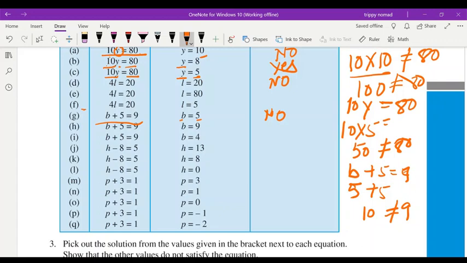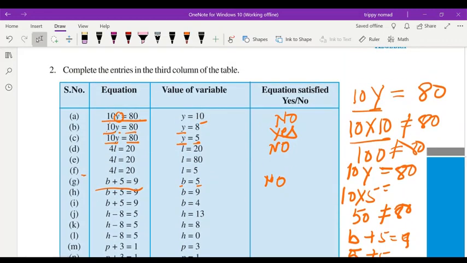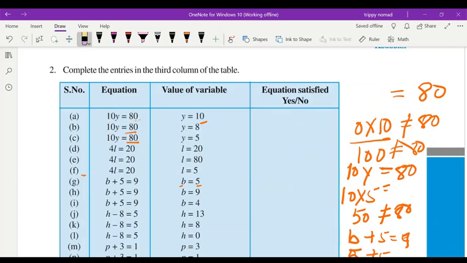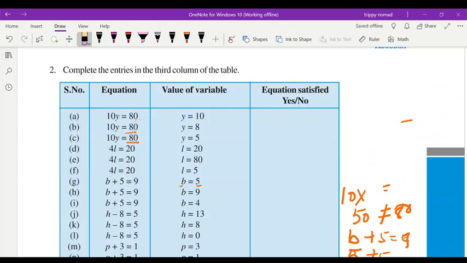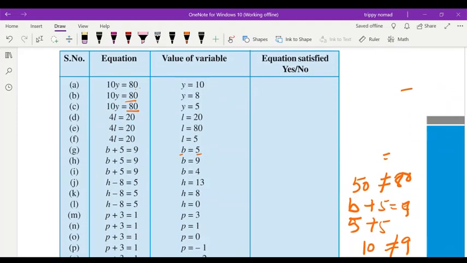Same way children, plus and minus you will find out, and you will complete question number 2 yourself as I taught you. According to the sign you will find out whether the equation is satisfied or not. If any doubt comes, you may ask, you may write.